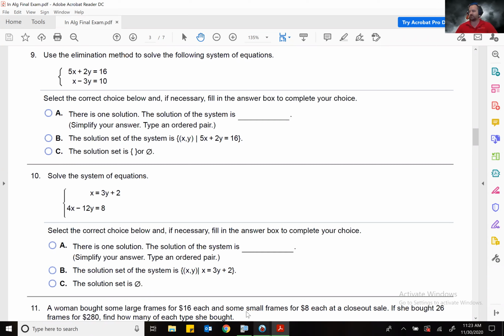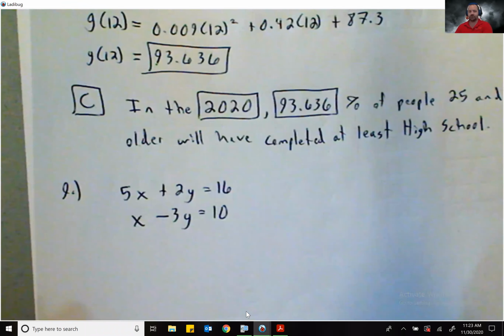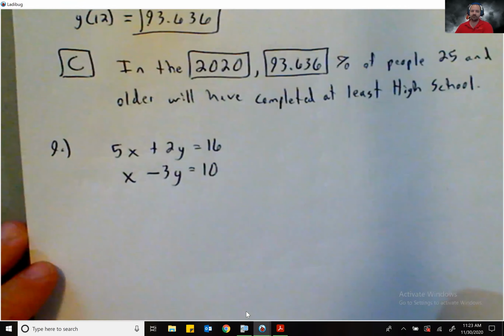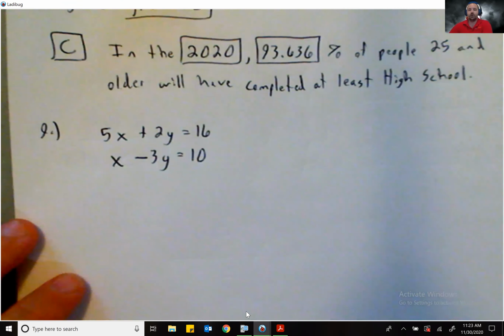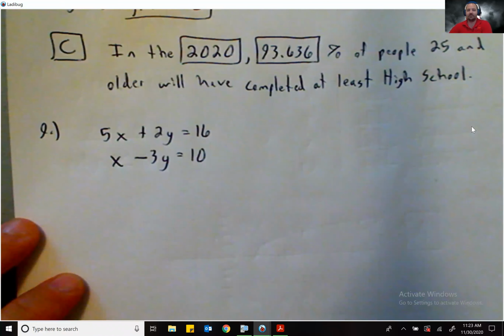So we're going to go ahead and solve this using elimination, since it says to use elimination. So I need your help. Let's go with Wesley. Wesley, pick a variable, and it doesn't matter which one. Pick one, X or Y.